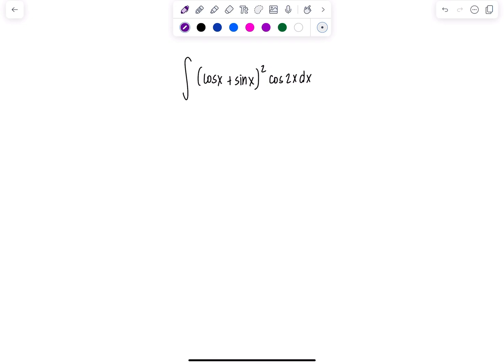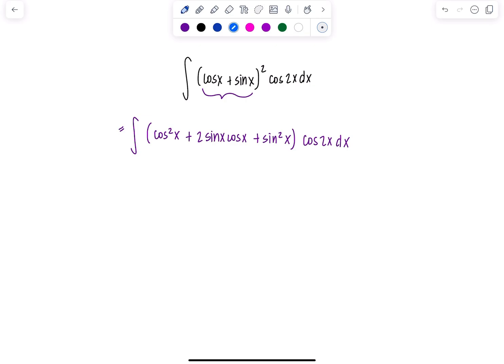So to start off, I decided I needed to expand, or basically FOIL out, cosine x plus sine x, and then see from there how I wanted to play around with things. So let's do that, keeping everything in parentheses nicely. If I square that quantity, I'm going to have cosine squared x plus 2 sine x cosine x plus sine squared x times cosine 2x dx.